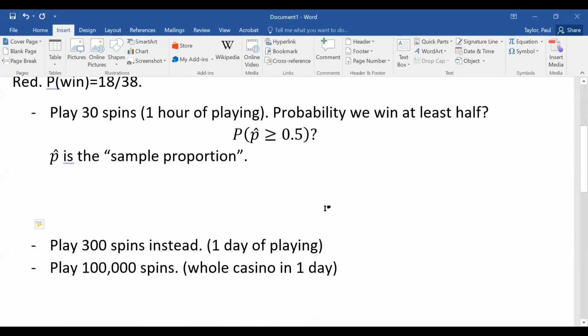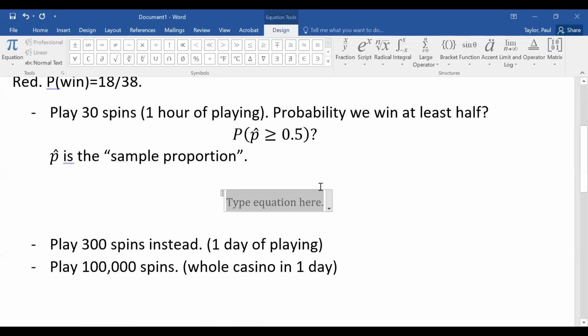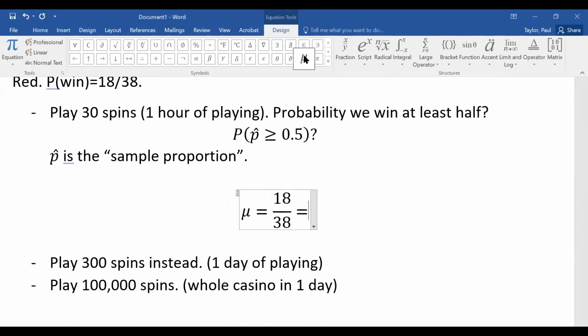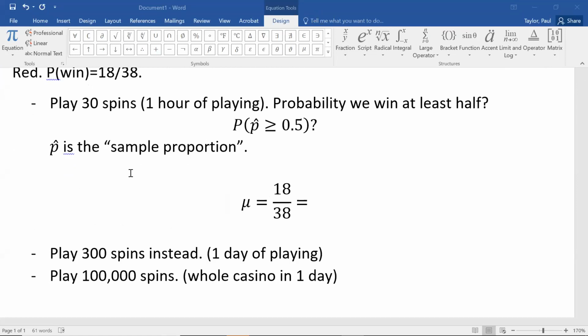What are our mean and our standard deviation? Well, we know that the probability of winning is 18 over 38. So that is going to be what I would expect to happen over 30 spins. I would expect to win a proportion 18 out of 38 of them. So 18 over 38, that is my mean. And what does that come out to in decimals? Because I have to enter a decimal into Minitab. So that's 0.4737. We'll use 0.4737.